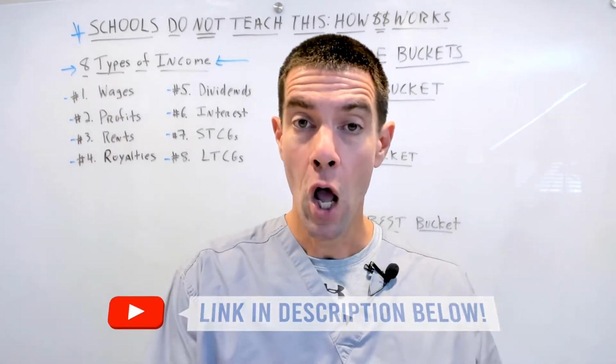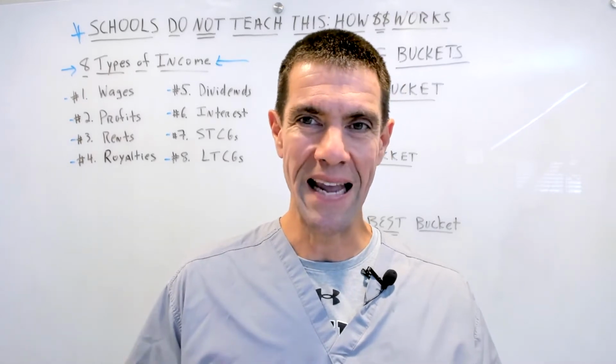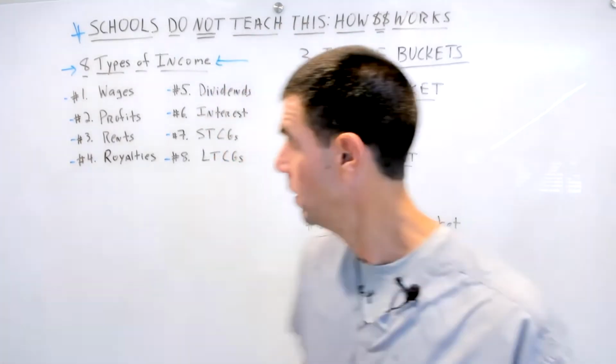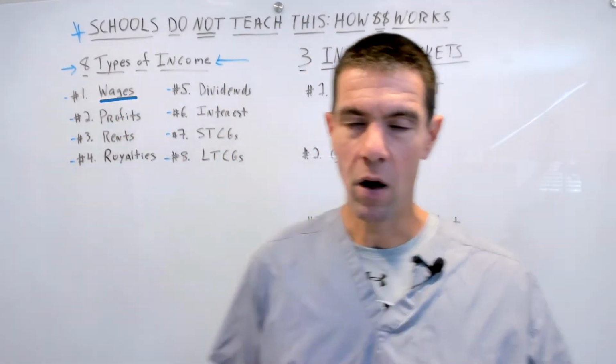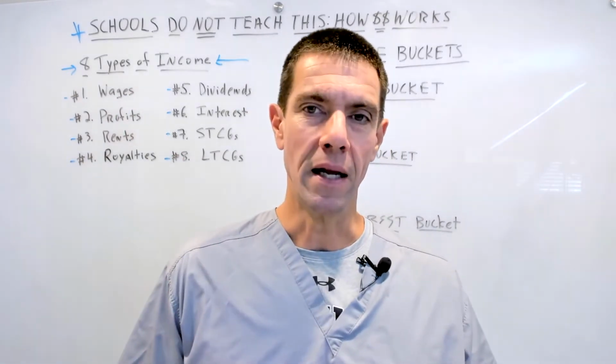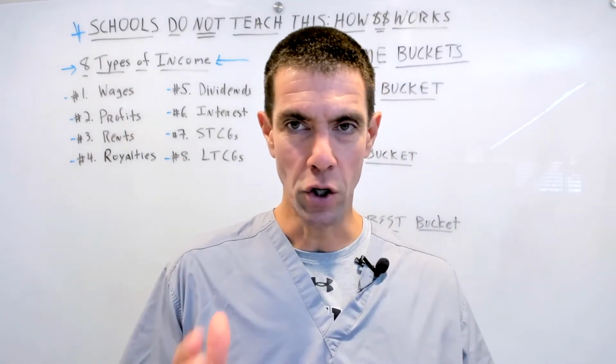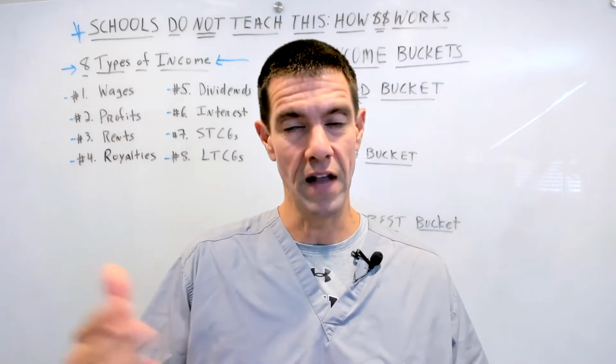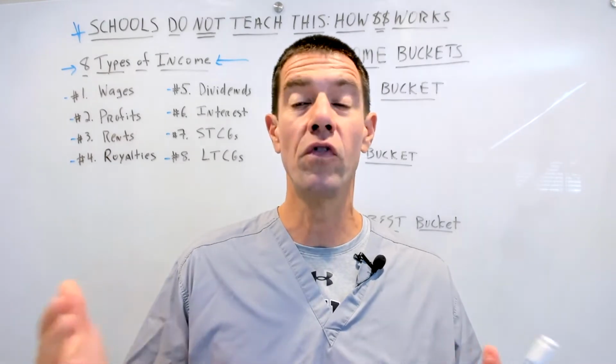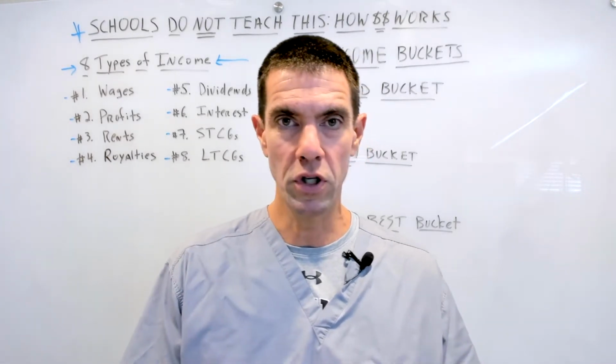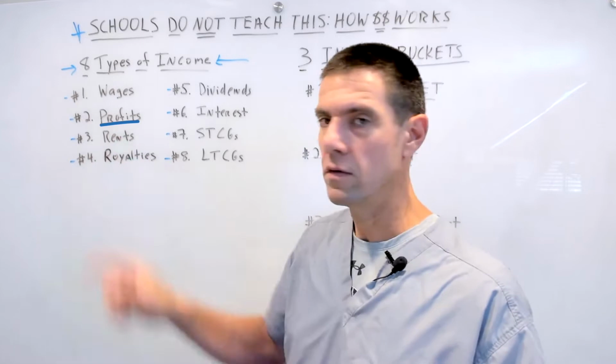Let's begin. According to the IRS, there's actually 8 types of income. Number 1, wages. This is the money that you're going out and trading your time for day in and day out. So if you're a doctor, you're treating patients, and then you're compensated with this type of income. It's probably the one that you're most familiar with. That's wages.